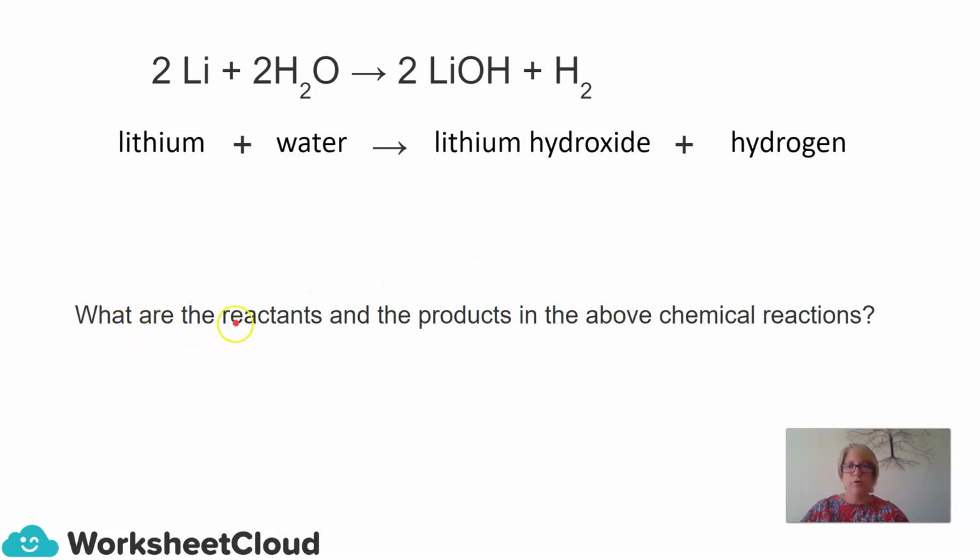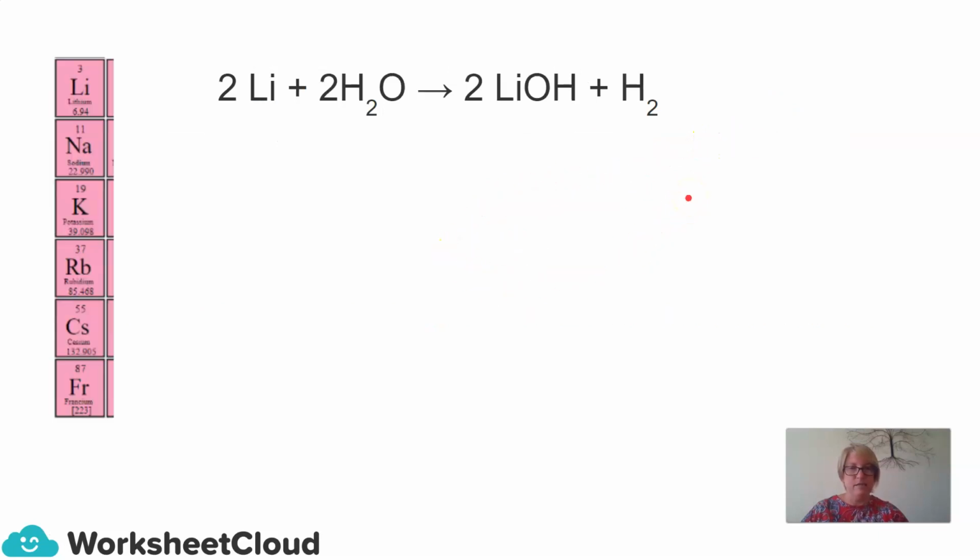So what are the reactants and the products in the above chemical reactions? We always know that we have a chemical reaction when we see this arrow here. The reactants are going to be the elements or compounds that react together. And obviously the products is produce. It's something that the chemical reaction makes. So lithium and water are the reactants in this chemical reaction, and lithium hydroxide and hydrogen are known as the products.